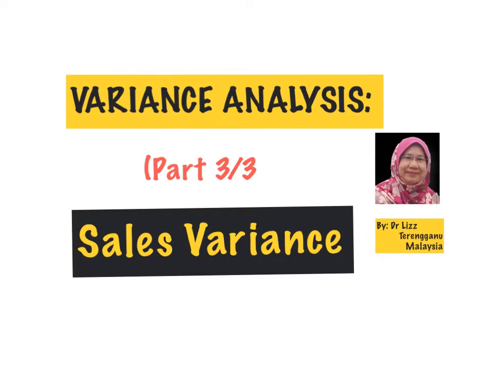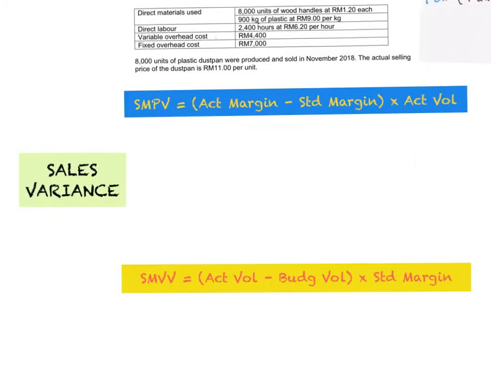Another topic on variance analysis, which is sales variance. This is the last part of the variance analysis that we are going to look at. So far we have looked at the spending variance, which are the costs incurred to produce a product. We have compared the standard cost with the actual cost. We looked at direct material variance, direct labor variance, variable overhead variance, and fixed overhead variance. Those are what we call the spending variance.